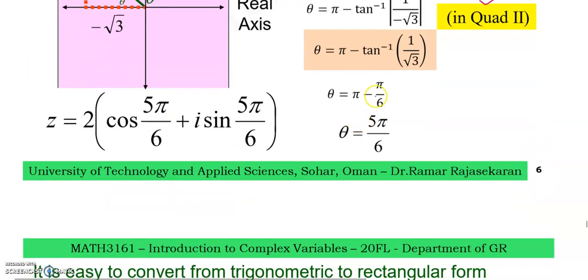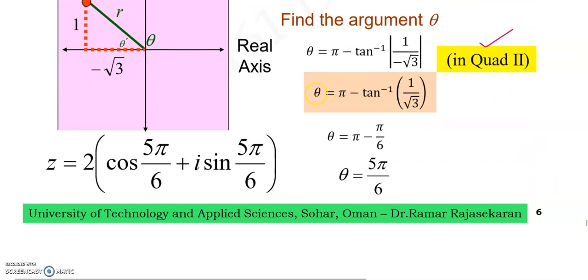So now here, what is theta? That is equal to pi minus pi over 6. This is from the table, or you can use a calculator. Now theta is equal to 5 pi over 6. Now what is 5 pi over 6? Pi over 6 is 30 degrees, 5 times is 150 degrees.